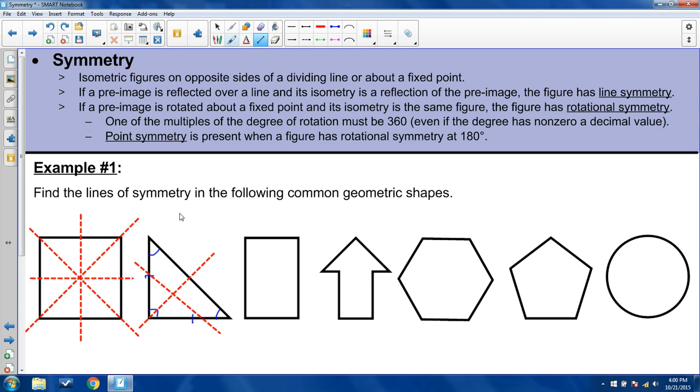It doesn't. Let me make sure that makes sense. When this line reflects, and this point reflects over the line, there should be another point right here on the triangle that would match, and it does not correspond with it. So there's only one line of symmetry for that.